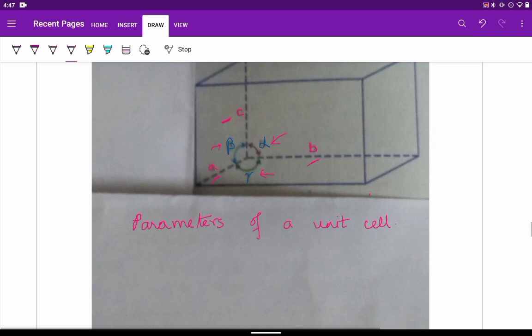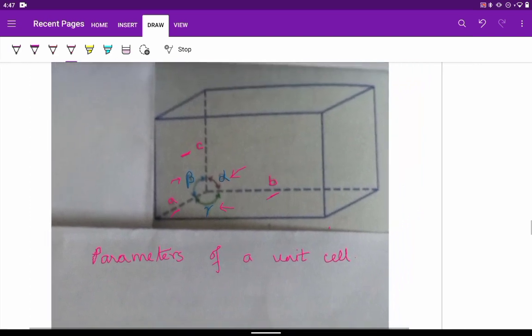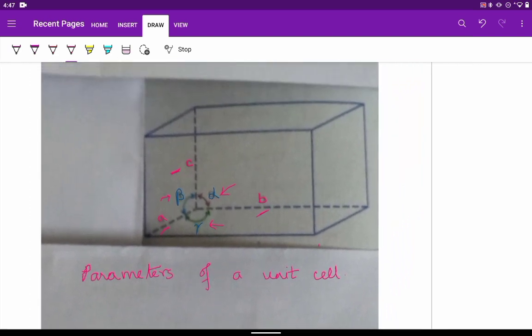So here we can see the parameters of a unit cell. We have 3 edges A, B and C, and the angles between the edges alpha, beta and gamma.